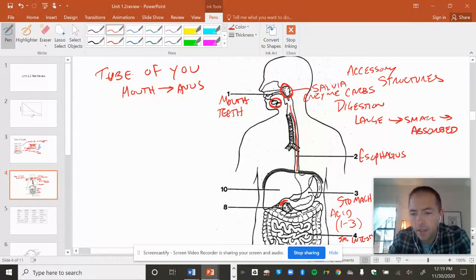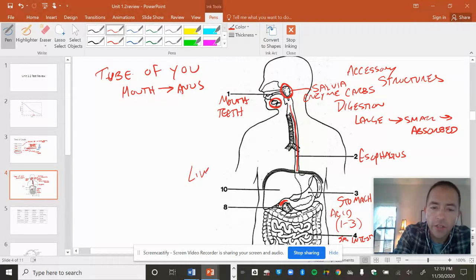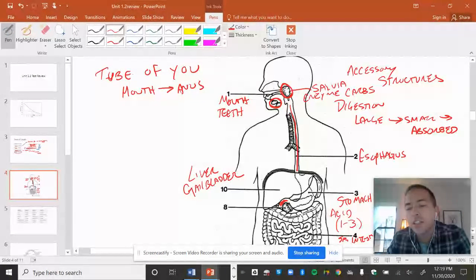And the small intestine will also have two other accessory organs that are going to dump in. Number 10, which is paired with this little sac structure. Number 10 is the liver, and on the underside of the liver, you'll have the gallbladder. That gallbladder will store what the liver is producing so that it can inject it into the digestive tract, specifically the small intestine, when it needs it.